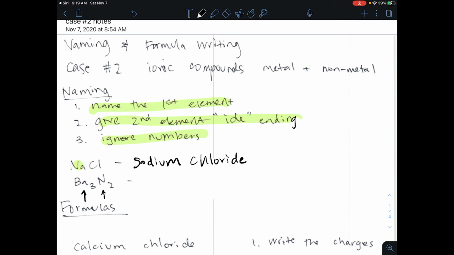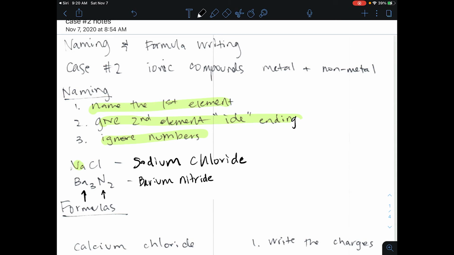So the first one is barium, and the second one is nitrogen. Nitrogen is one of the weird ones for naming. It's called nitride. So that compound is called barium nitride. There's a handful of other practice ones on a different sheet, the big packet, which we'll get to in a little bit. Okay, so that's naming, the easiest case. Name the first one, give the second one an IDE ending.